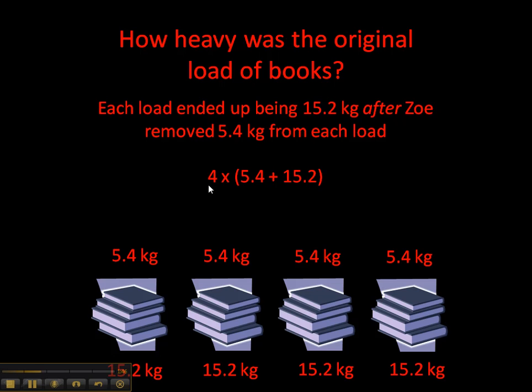If we multiplied 4 times 5.4 and then added 15.2, then that wouldn't be like adding 4 piles of books. That would only be adding 1 pile of books. Okay, so the order of operations is really important here. You're going to do the contents of the parentheses first, then multiply that by 4.